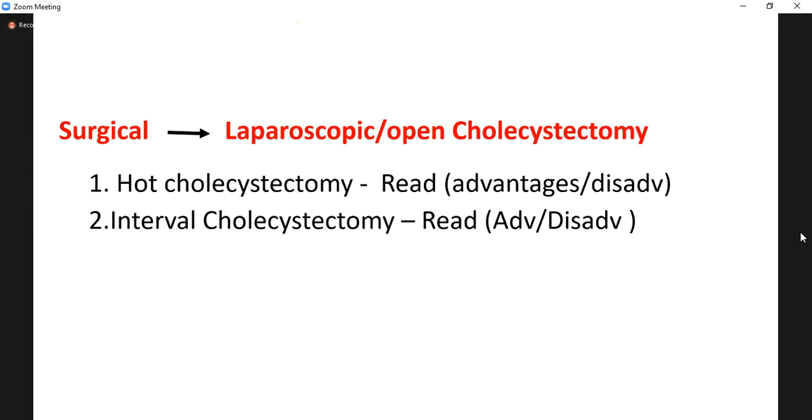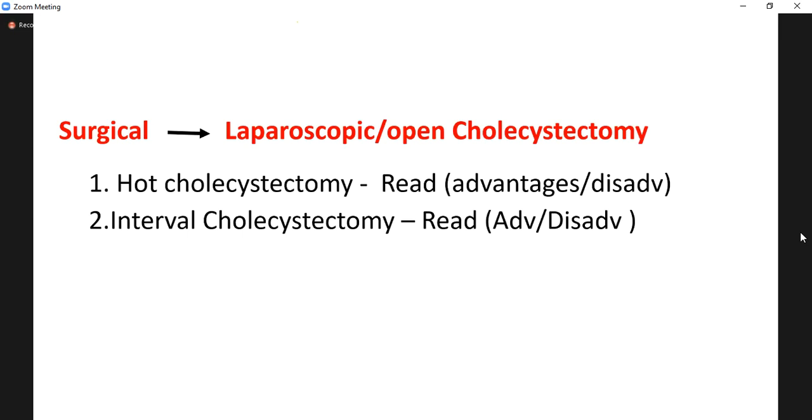So therefore, this becomes a vicious cycle where the patient gets admitted with acute cholecystitis, they are treated properly and discharged, and you wait for your lap chole, you will get another episode. So those are the disadvantages. But therefore, the world is nowadays moving towards hot cholecystectomy, because it's a burden to the healthcare system.